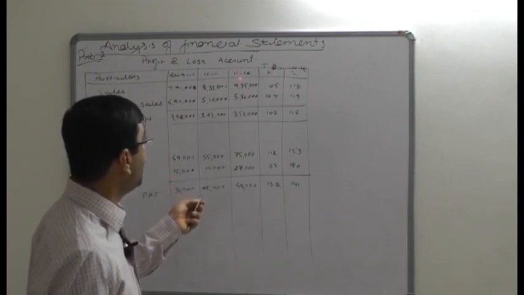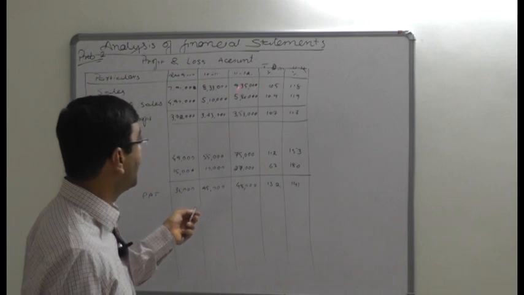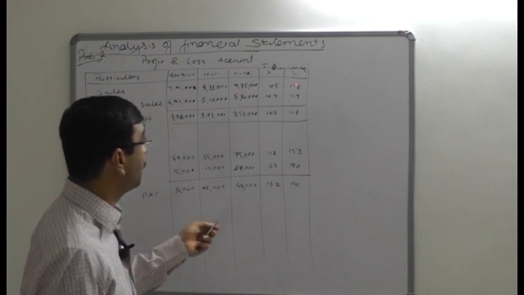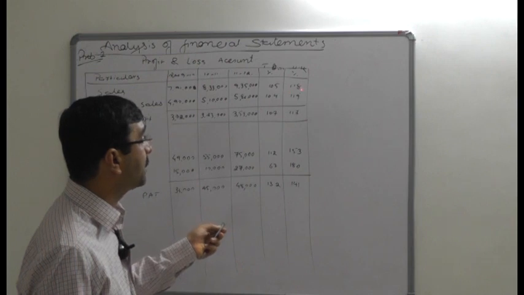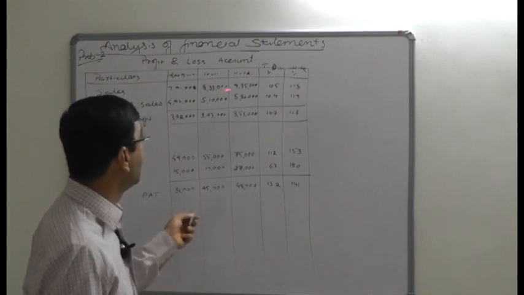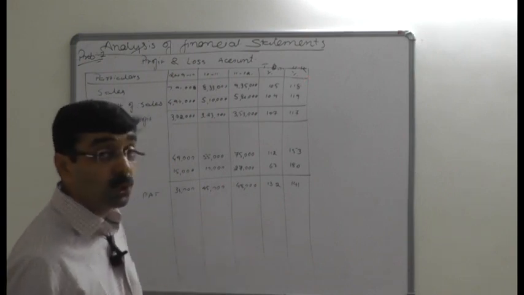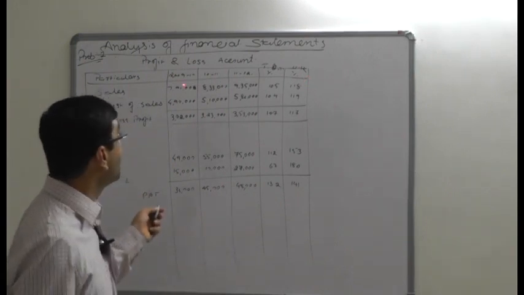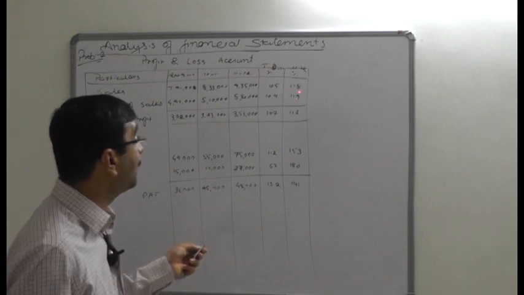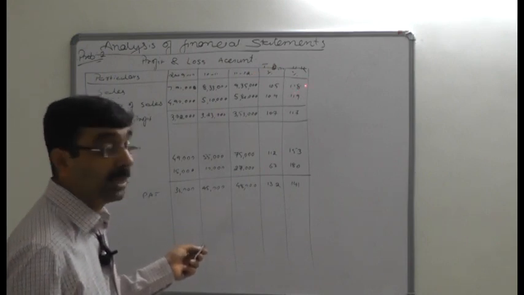But if you see 11-12, it increased up to 9,35,000, which shows 118%. So as compared to the base year, it has almost increased 18%. The sales increase shows the trend: every year sales increase by a certain percentage.